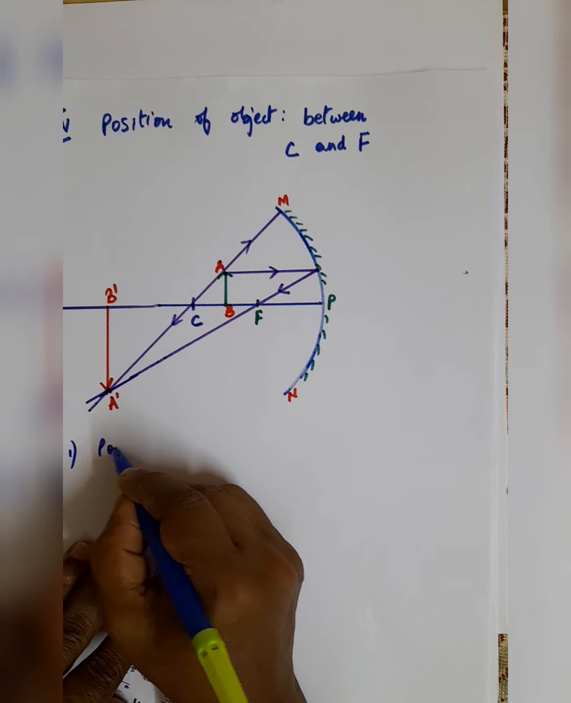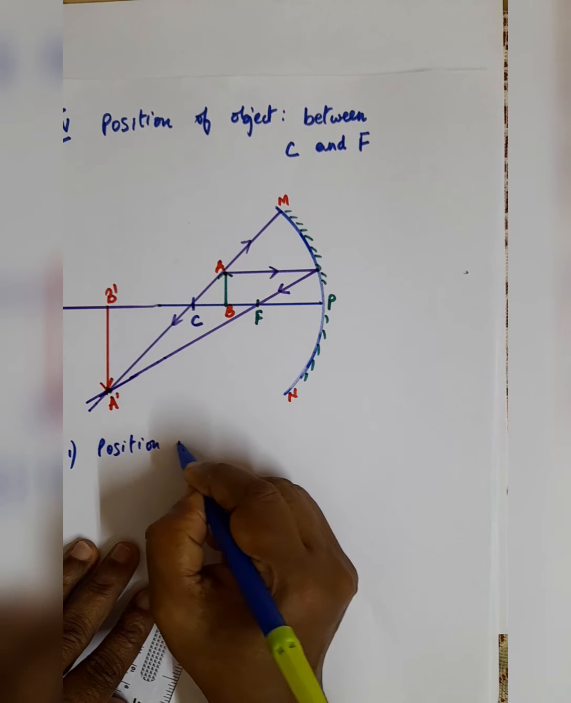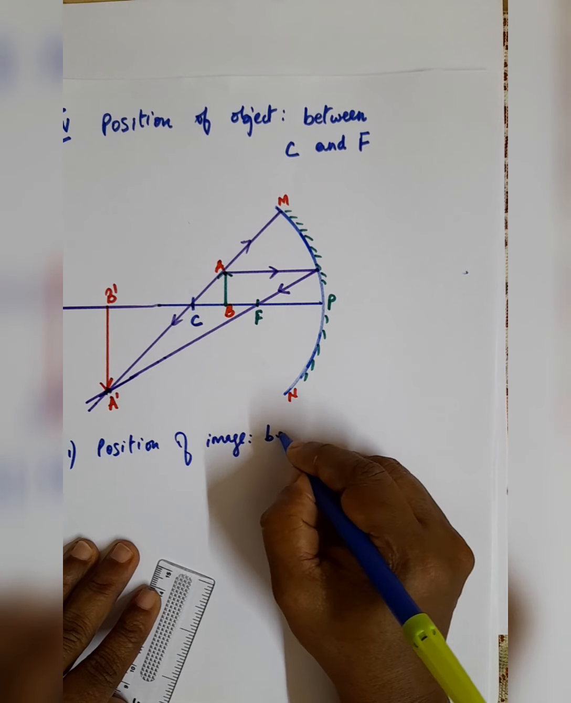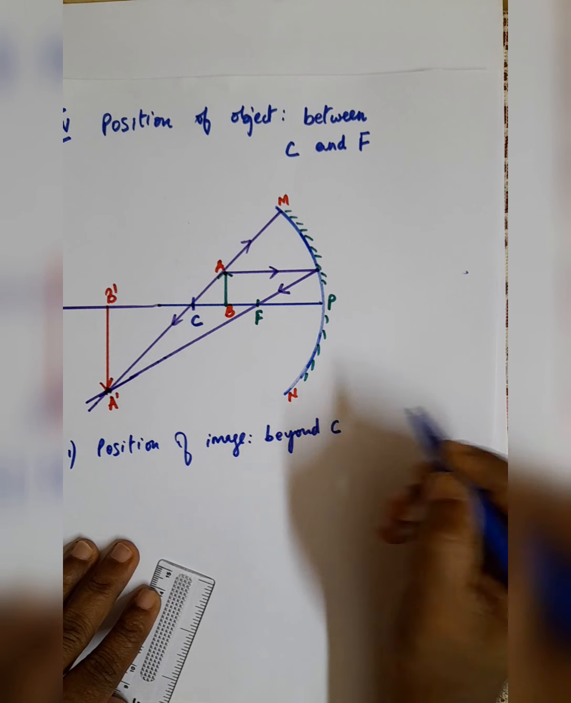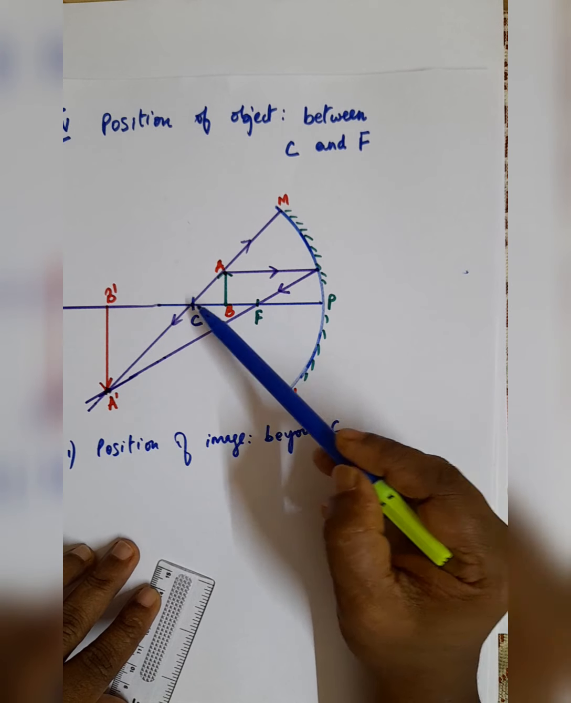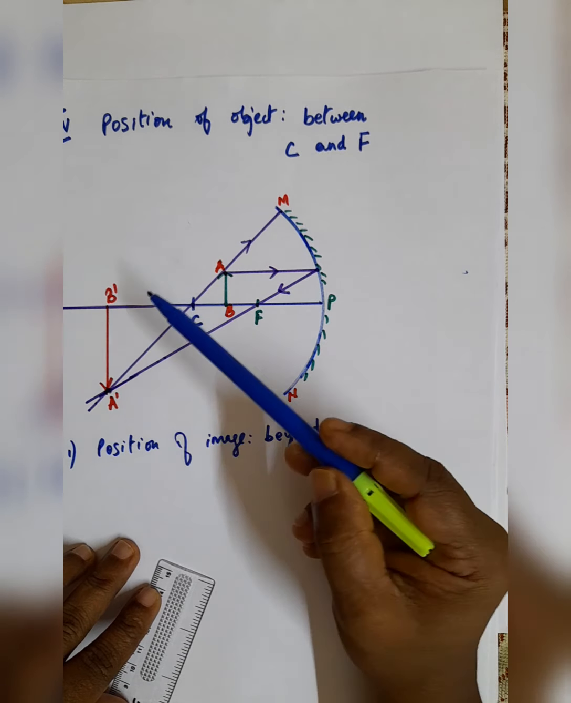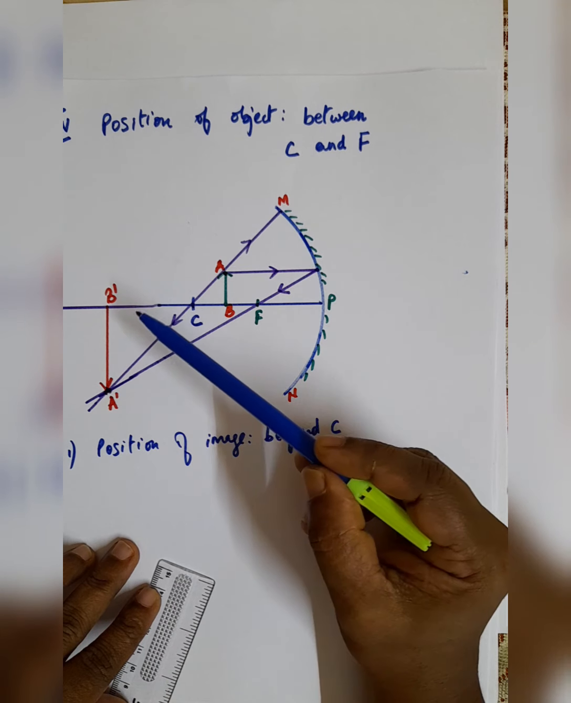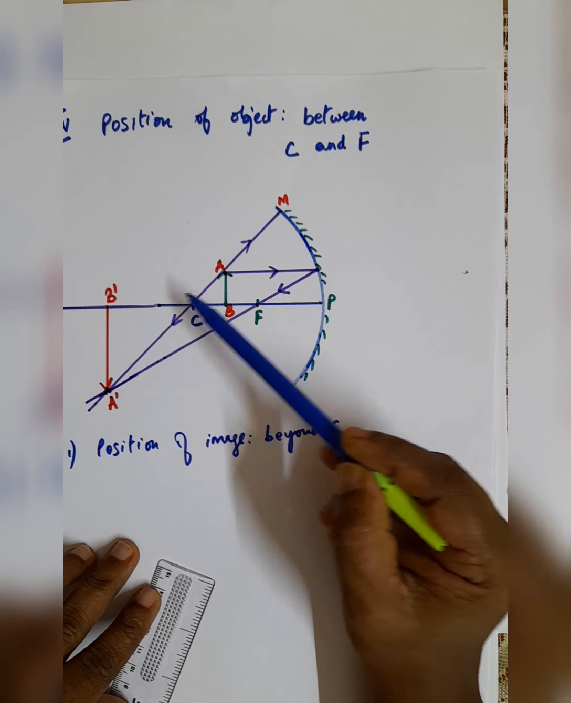So position of the image, it is beyond C. So it's the opposite. If you place it between C and F, you get it beyond C. And the previous one, what we had done, the second position, if we place the object beyond C, we get the image between C and F.